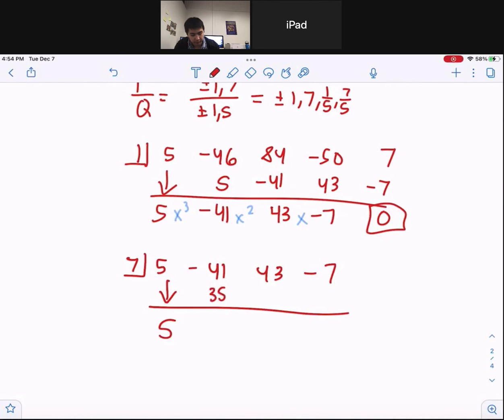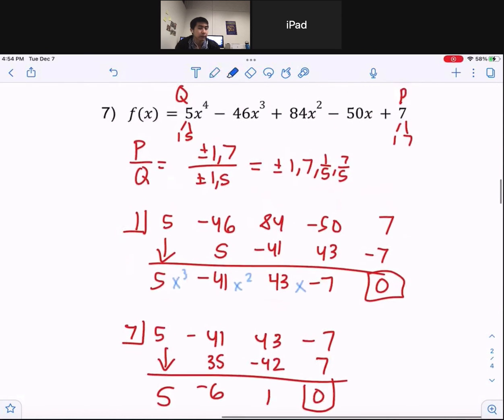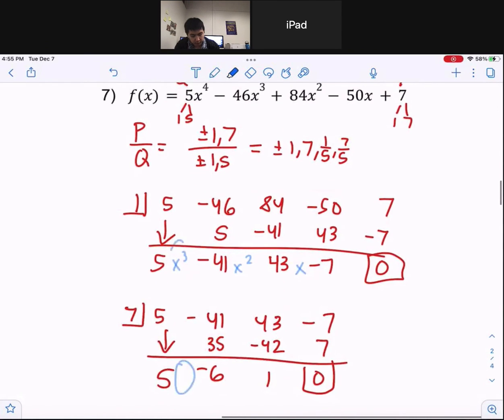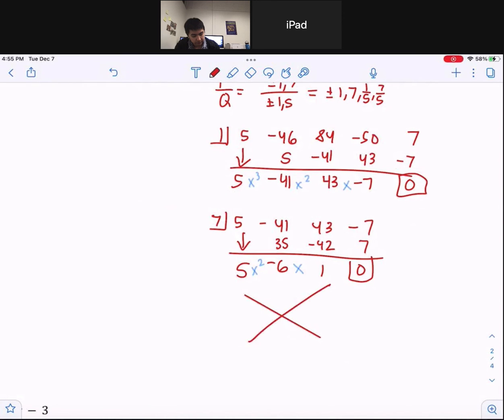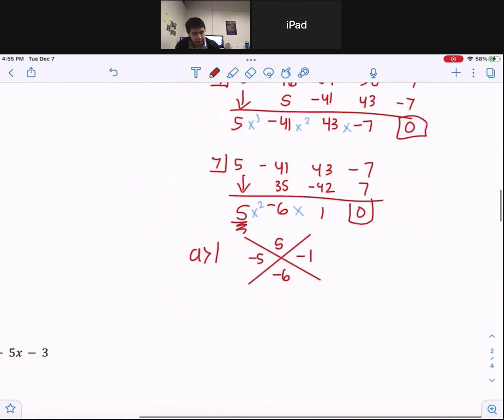5 times 7, 35. Add -6. -6 times 7, -42. Add 1. 1 times 7, 7. 0. So again, we found another number that gave us a remainder of 0. And this degree is 1 less than this one. So this is x squared and x. Which is perfect because then we can factor this by your x method, 5 and -6, -5 and -1. And since a is greater than 1, that means we have to factor by grouping. This term, these two, and that one. So we got 5x squared minus 5x minus x plus 1.